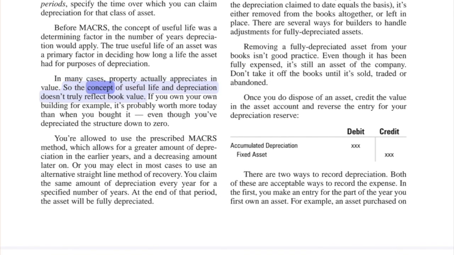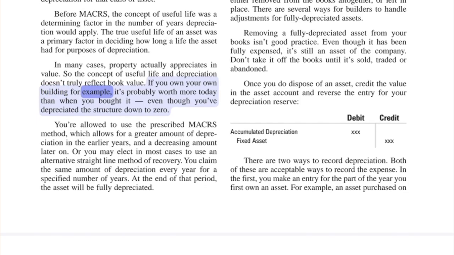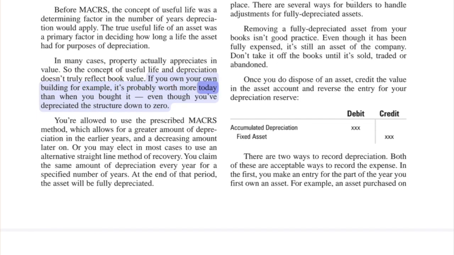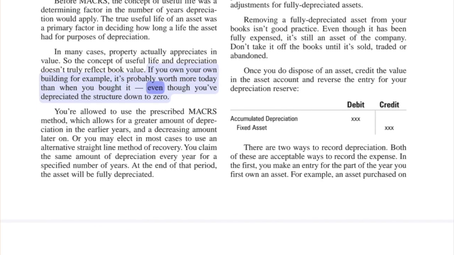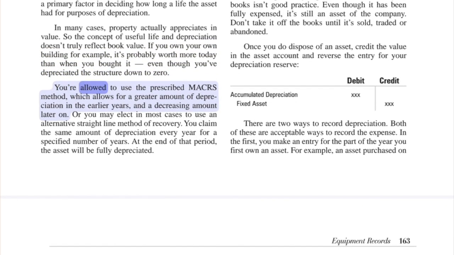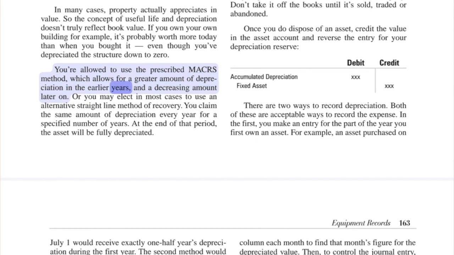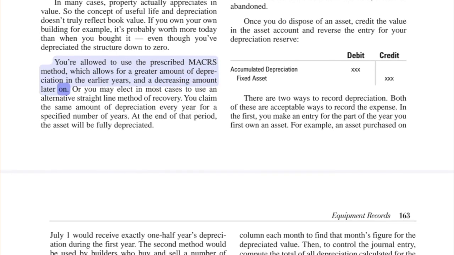So the concept of useful life and depreciation doesn't truly reflect book value. If you own your own building, for example, it's probably worth more today than when you bought it, even though you've depreciated the structure down to zero. You're allowed to use the prescribed MACRS method, which allows for a greater amount of depreciation in the earlier years and a decreasing amount later on.